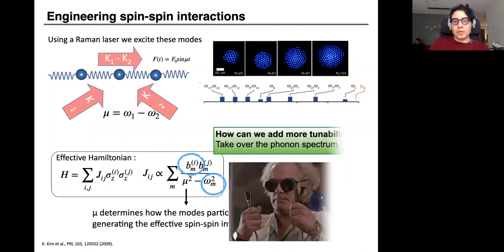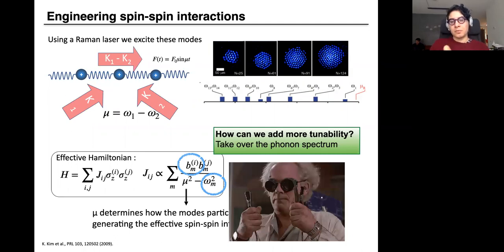So the modes that naturally occur in the crystal, typically when people do this, you're restricted to interactions that decay like a power law. So it's a 1/r type of interaction, and the power law is either all-to-all or around 1/r cubed. But what we wanted to know was, can we do a bit better than this?